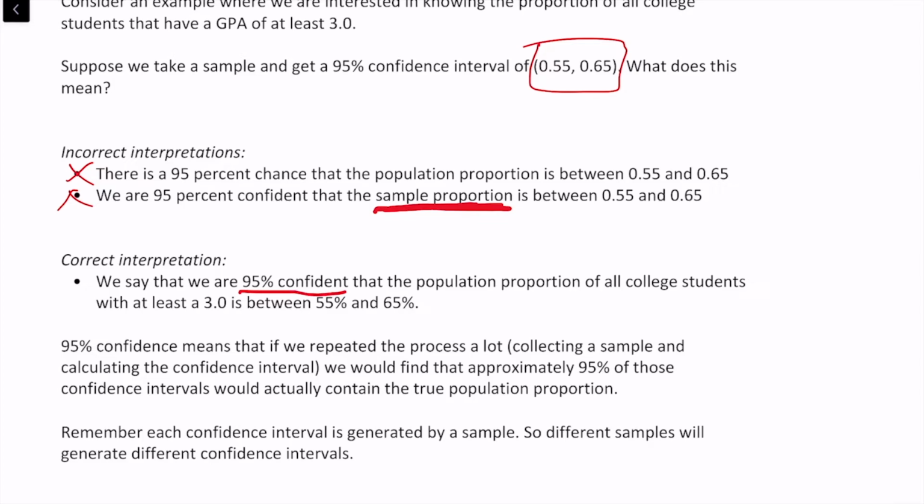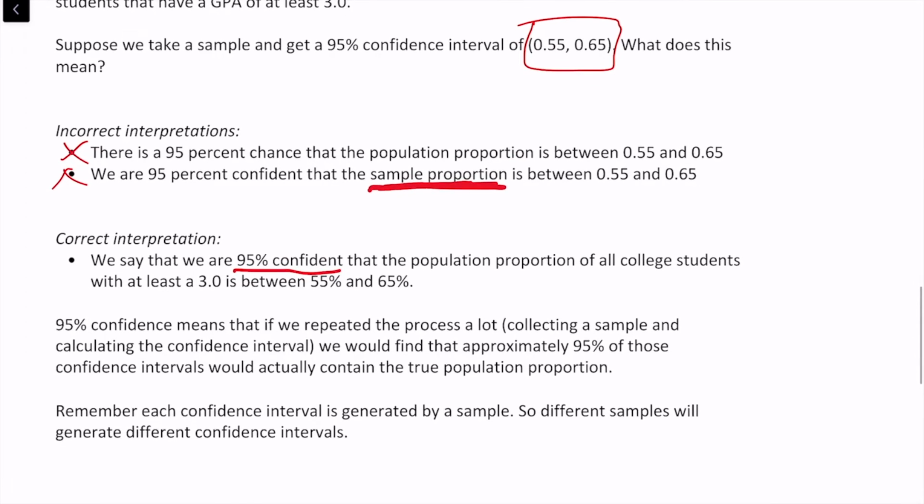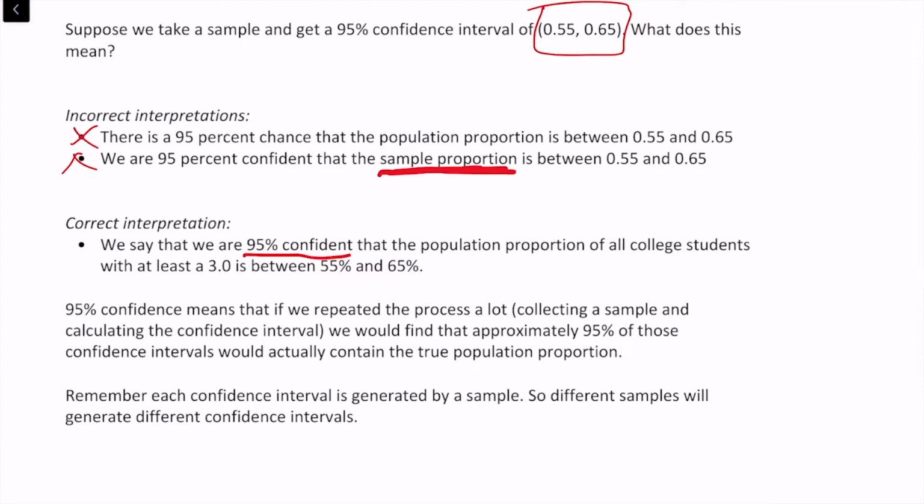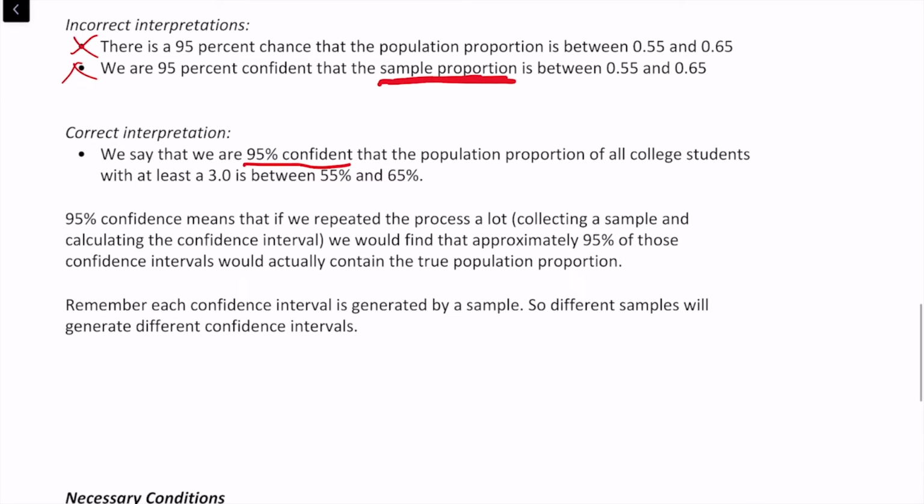We're just saying we are 95% confident. So what in the world does 95% confidence mean? Well, hopefully this will make it clear here. 95% confidence means that if we repeated this process a bunch of times, what I mean by that is that we get a sample of students and we calculate the sample proportion from that sample.